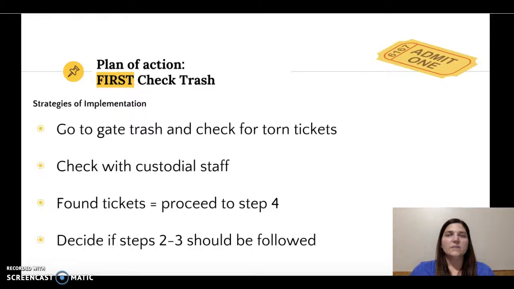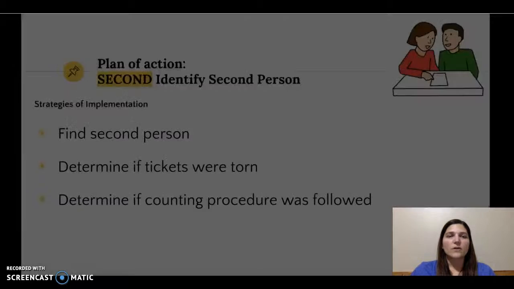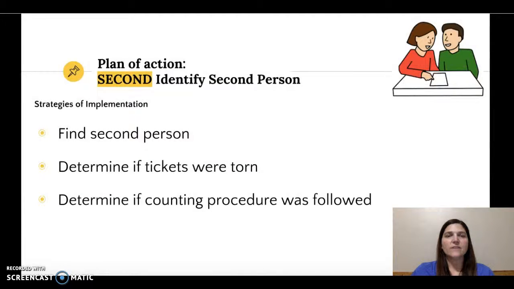The principal will need to balance the need for trusting the volunteers and the need for securing student funds. The principal needs to demonstrate a commitment for trusting stakeholders and their involvement in the management of these funds and activities. My second plan of action is to identify the second person.